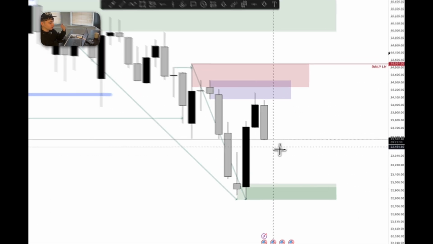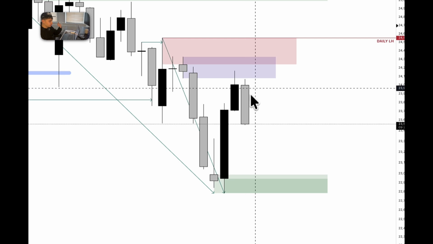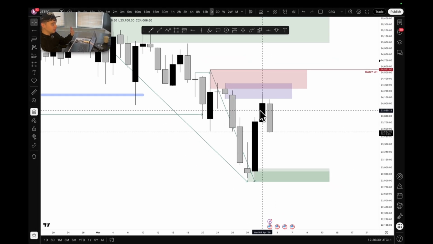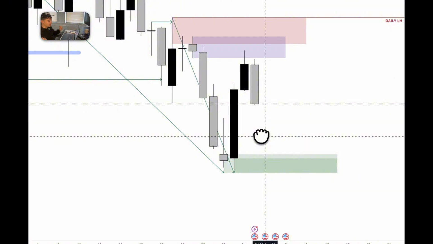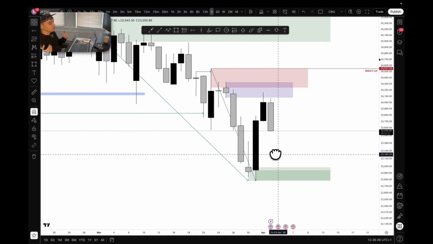And now you're seeing a secondary rejection. And obviously you would look for an internal pullback within here. We'll go more in depth to ride it back into the lows. And this is a high probability trade, an A grade setup, because you're trading with the trend, with the flow, with the controlled market, which obviously right now is short.